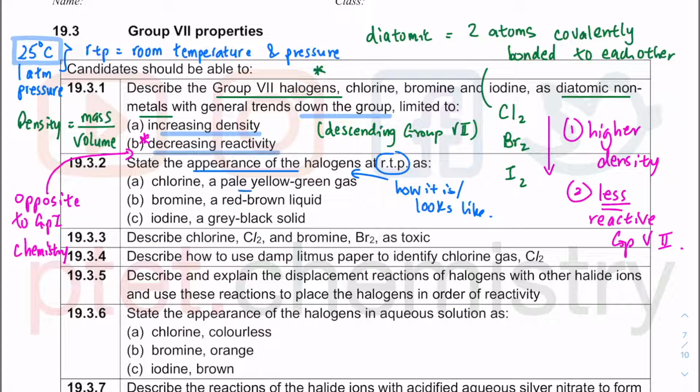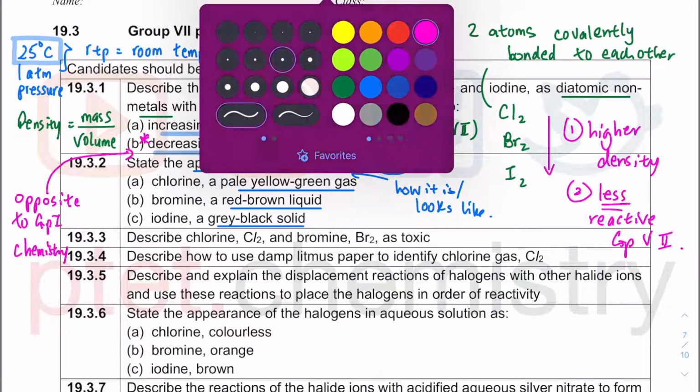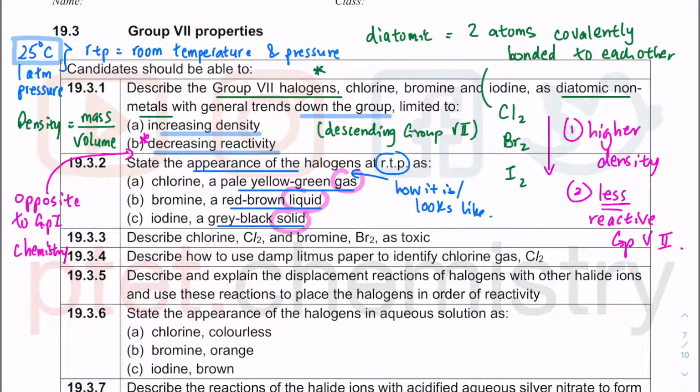Chlorine is a yellow-green gas. Bromine exists as a reddish-brown liquid. So the yellow-green gas is Cl2. The red-brown liquid is Br2. And of course, the gray-black solid is going to be I2. Looking at these, you can see the trend: gas, liquid, and solid at 25 degrees Celsius room temperature.